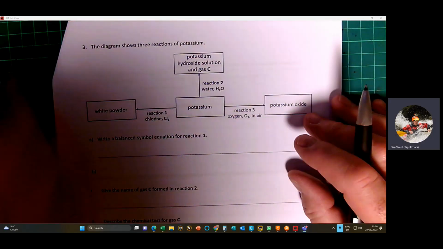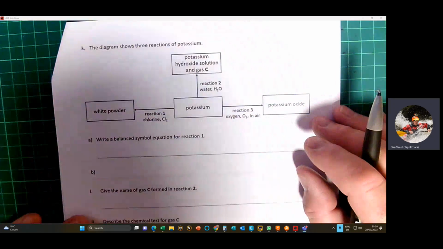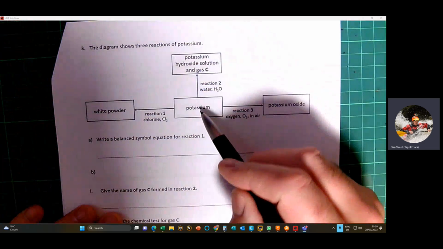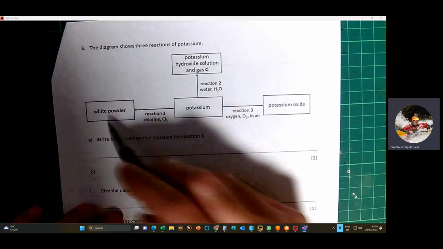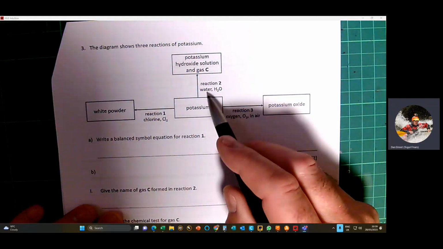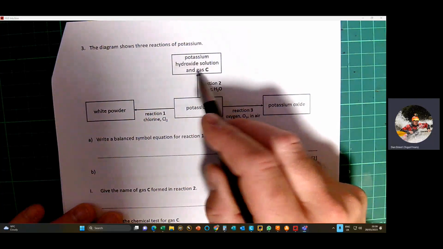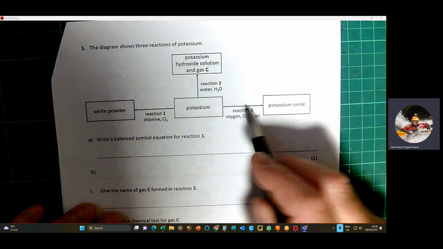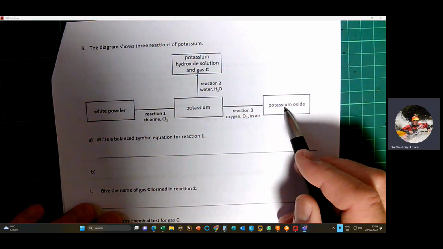Okay, so this is higher paper question 3. The diagram shows 3 reactions of potassium. So we have potassium in the middle. Reaction 1 is the reaction with chlorine, which produces a white powder. Reaction 2 is the reaction with water, which produces potassium hydroxide and gas C. And reaction 3 is with oxygen, which produces potassium oxide.